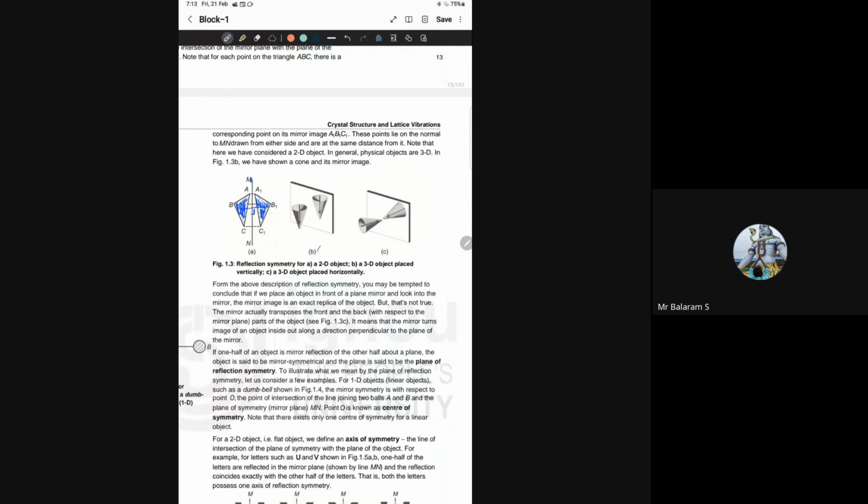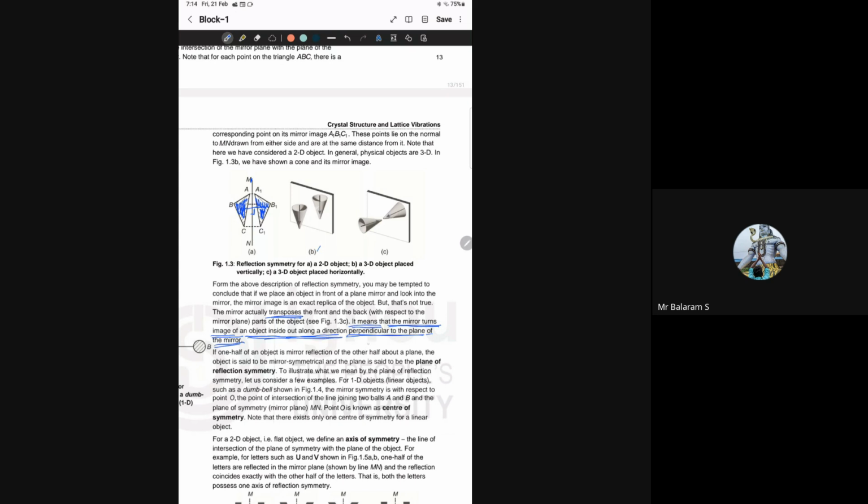From the above description of reflection symmetry, you may be tempted to conclude that if we place an object in front of a mirror and look into the mirror, the image is an exact replica of the object. But that is not true. The mirror usually transposes the front and the back parts of the object with respect to the mirror plane. This is important. So, what does the mirror do? It means that the mirror turns the image of an object inside out along the direction perpendicular to the plane of the mirror.